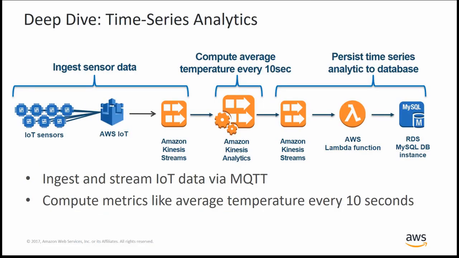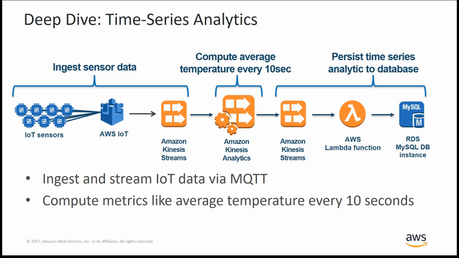Here's an example that uses Amazon Kinesis Analytics and the AWS IoT platform to compute average temperatures every 10 seconds. Imagine you have a set of IoT sensors. They're going through the AWS IoT platform. The AWS IoT platform is applying a rule with an action to send the data to a Kinesis stream.